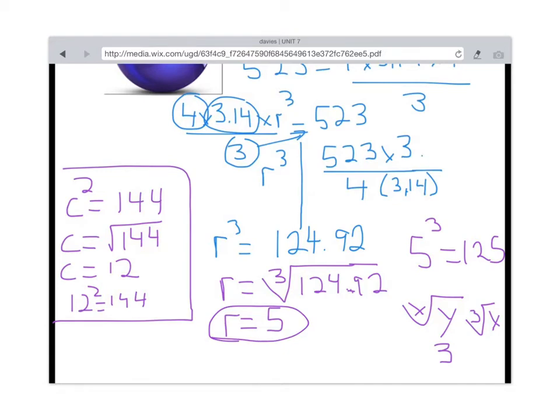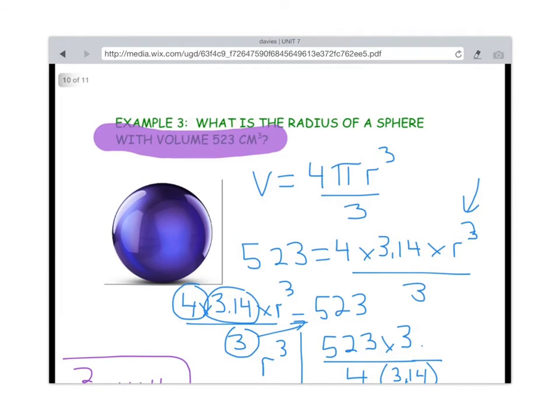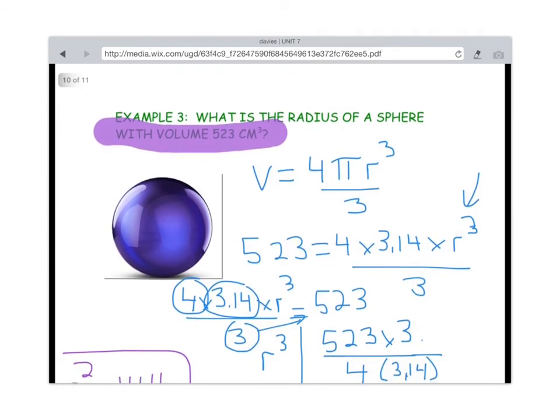So one way for us to check our answer is to go back to the original question, and they told us what the volume is. They told us it's 523 centimeters cubed. So if I put 5 into the volume equation for a sphere and multiply that out, you should get 523 centimeters cubed. And that's a good way to check to see if you did the question correctly.